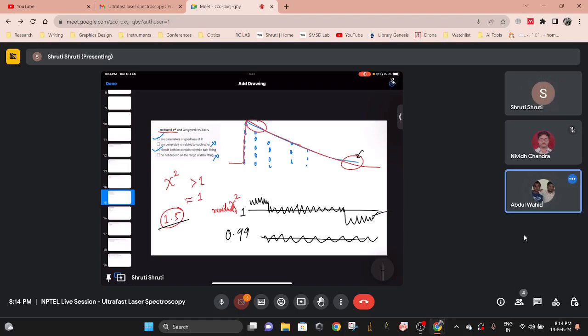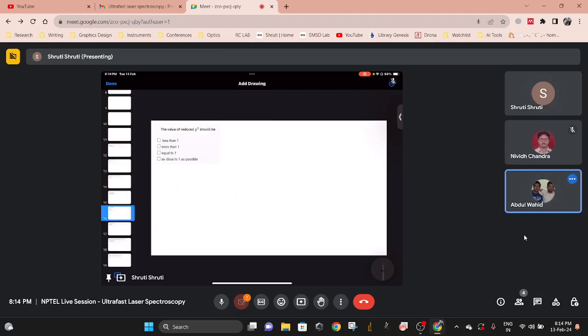Okay, so the next question is about the value of reduced chi-square. The reduced chi-square should be, as I told, as close to 1, and it should be a little more than 1.